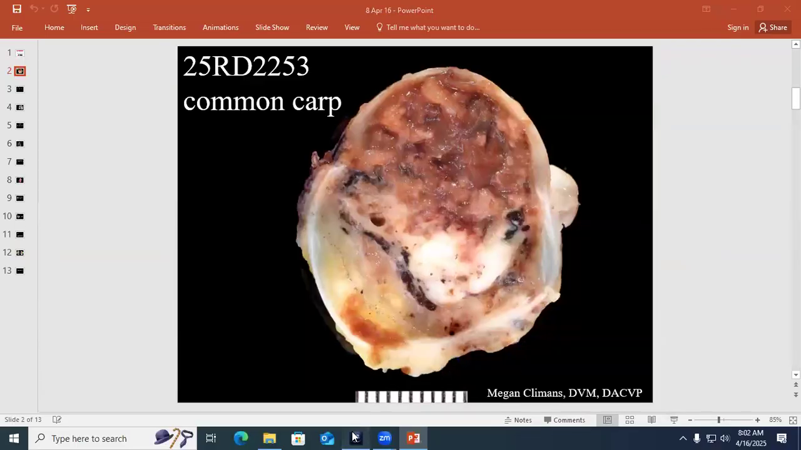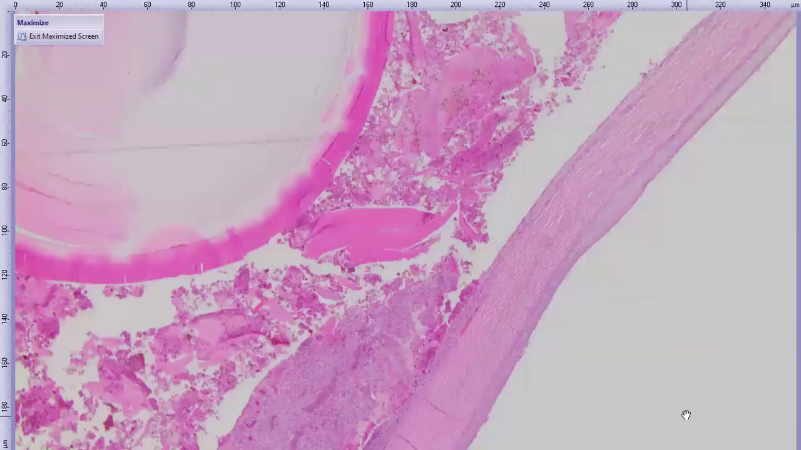So let's take a look at the histology. Full screen all the way. All right. We could try to do a subgross.